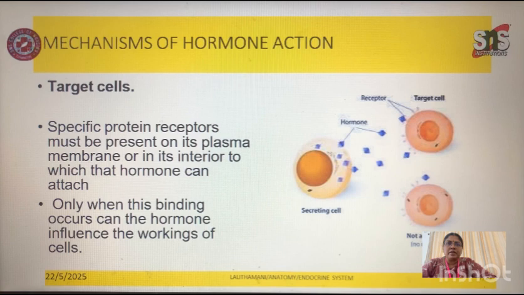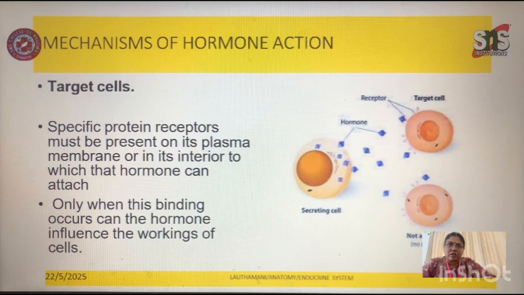The next topic is the mechanism of hormone action, how hormone action takes place. This is handled by the target cells. Specific protein receptors must be present on the plasma membrane or in the interior, to which the hormone can attach. We have target cells like a target we place, to decide whom we approach and where we act. These target cells are responsible for the action happening when the hormones are released.